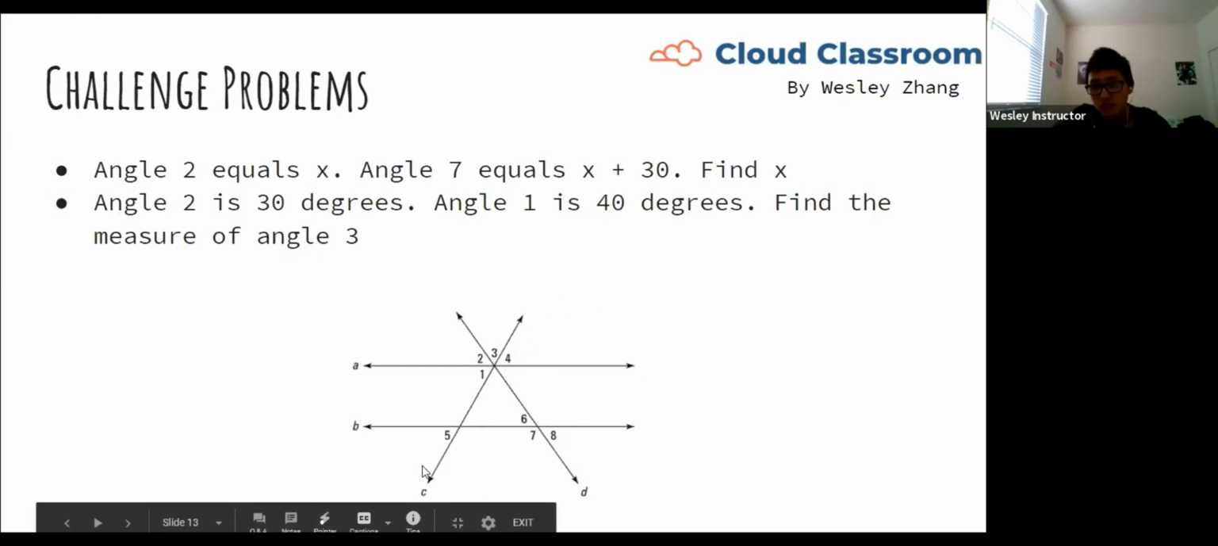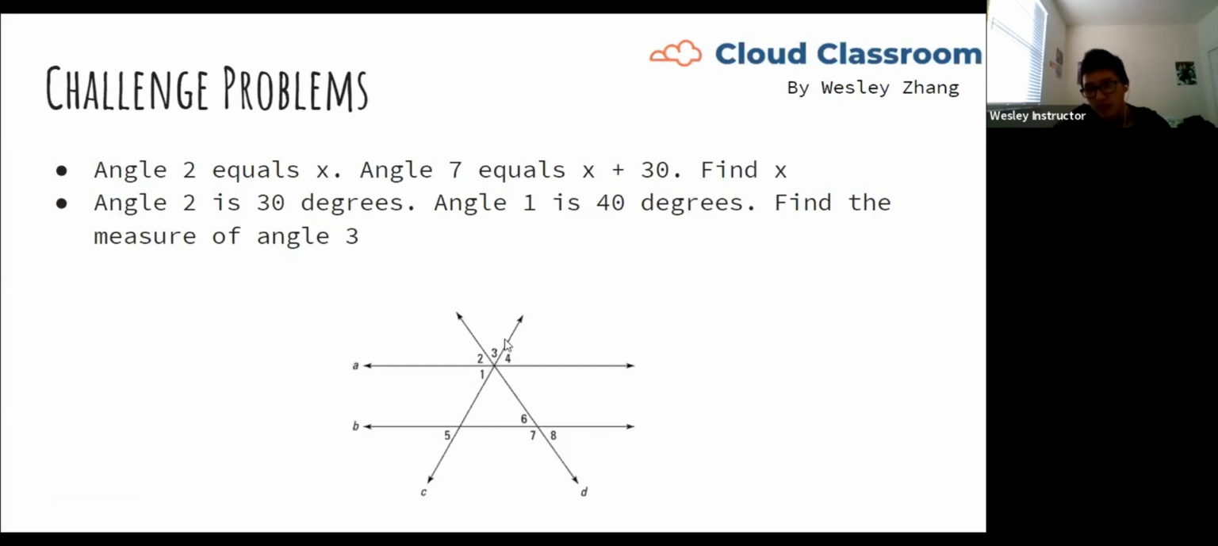So this transversal here basically separates angles 3 and 4. Angles 3 and 4 would normally be together if this line wasn't here.